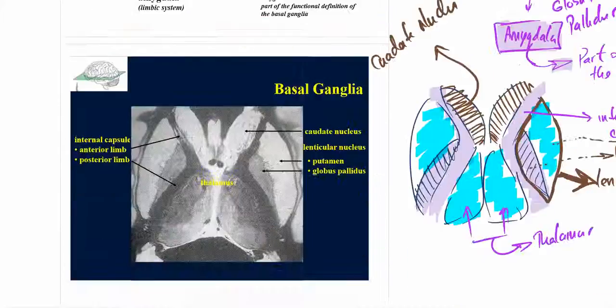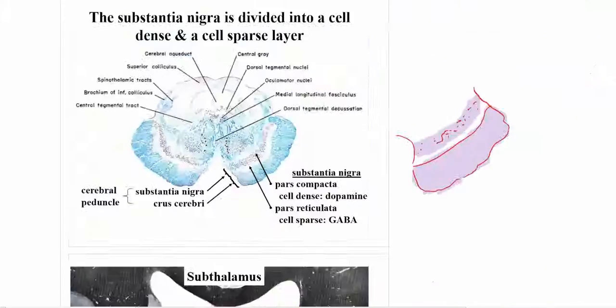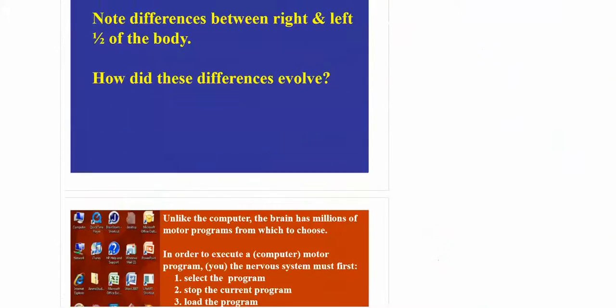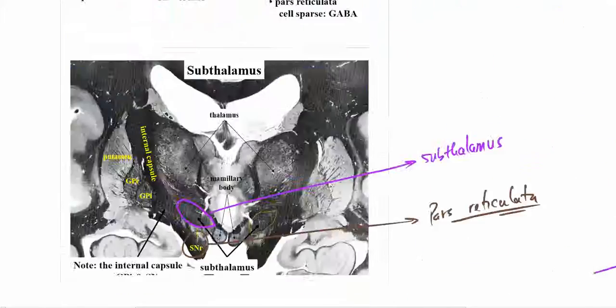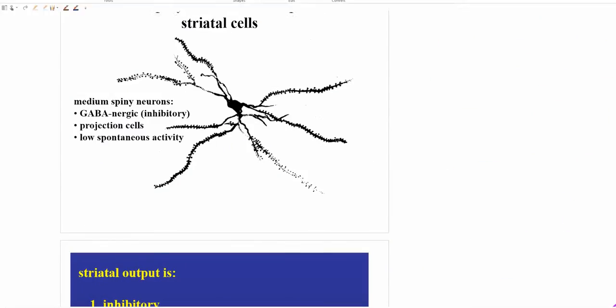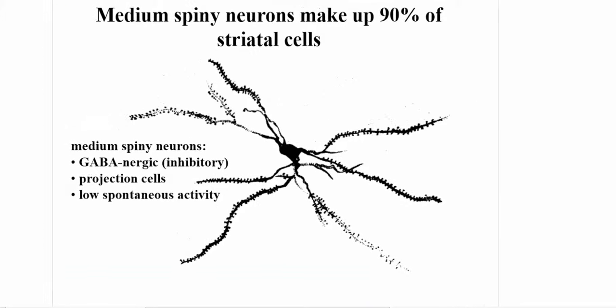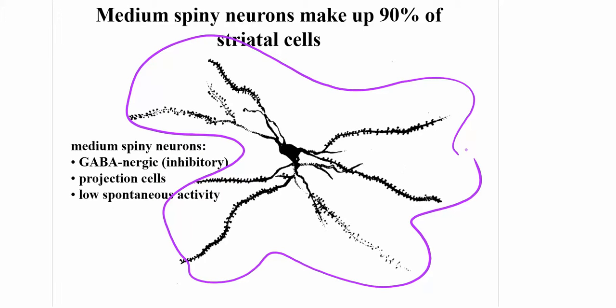One second, see if I can find it. There it is. That's the guy right there. That's a medium spiny neuron. So this medium spiny neuron is present where? Neostriatum. Okay. And what is the striatum made of? Caudate nucleus and putamen. Cool, that's right.